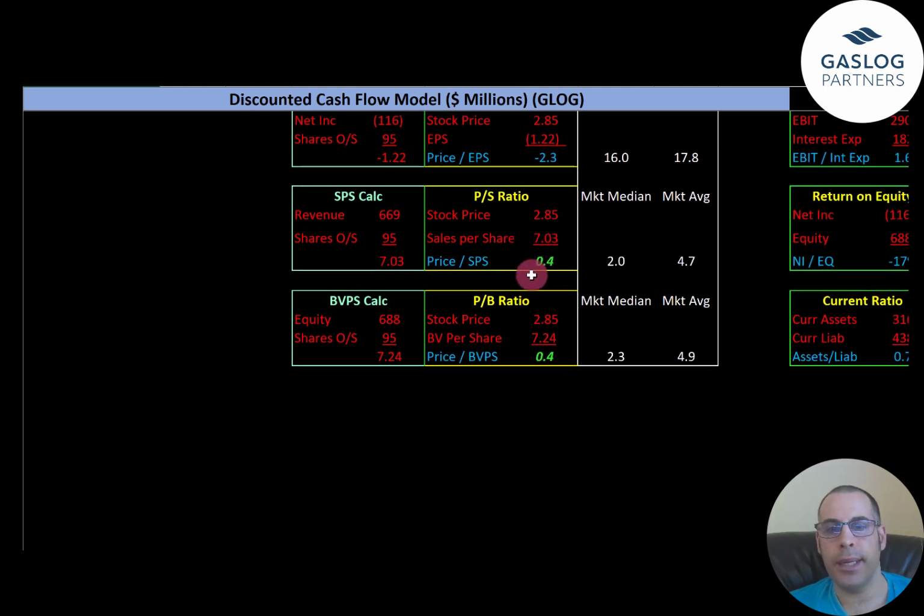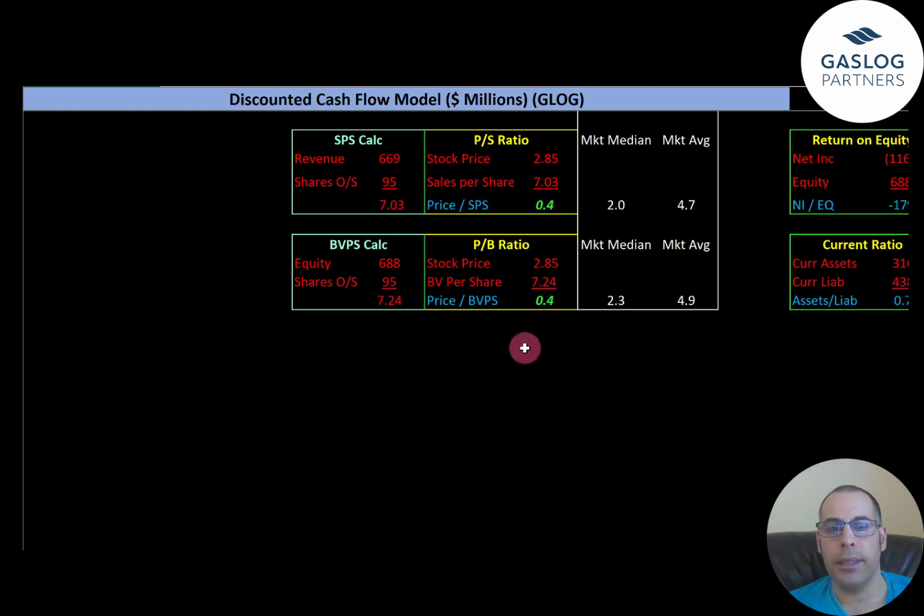They have a great price to sales ratio. The median is 2.0. The average is 4.7. Price to sales is stock price over sales per share. To calculate sales per share, that's revenue over shares outstanding. I like to see below 2.5. They're at 0.4, so investors are paying 40 cents for $1 revenue.